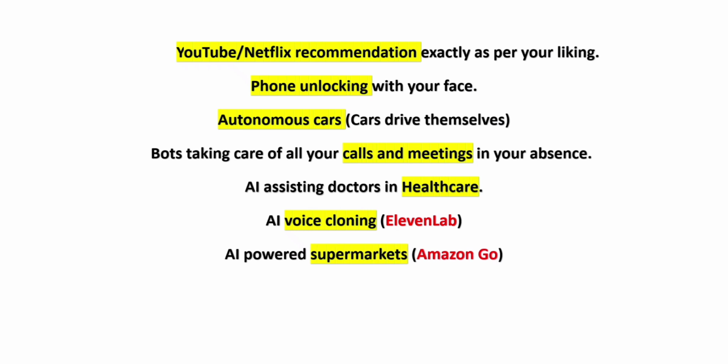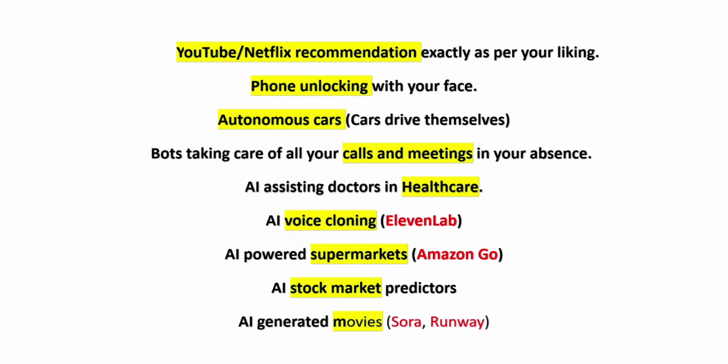AI powered supermarkets. It's completely AI powered. Example, Amazon Go. AI stock market predictors. Earlier, it used to be so difficult to predict the stock markets, right? But now, yeah, AI has simplified that also. AI generated movies. We all are aware we can make movies, videos through AI. Example of certain tools, Sora, Runway. These are the tools that you can use to create AI generated movies or videos.